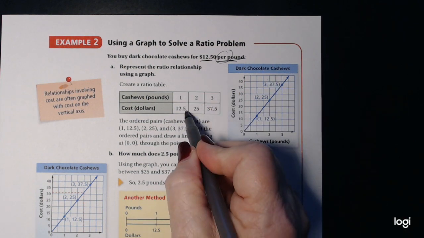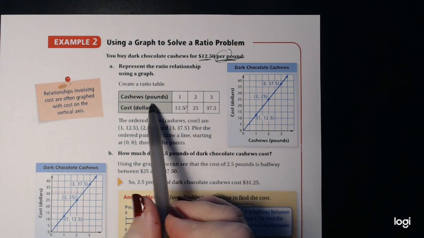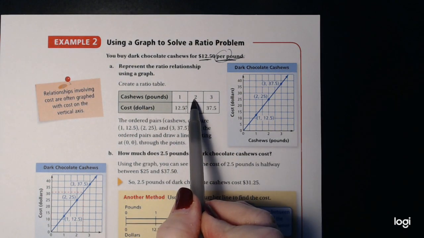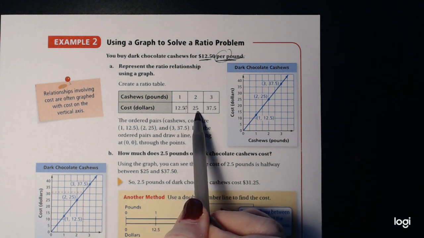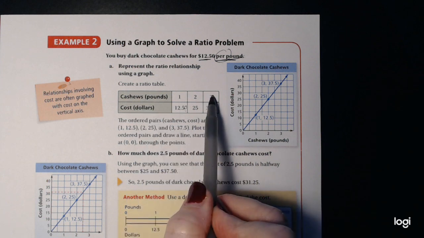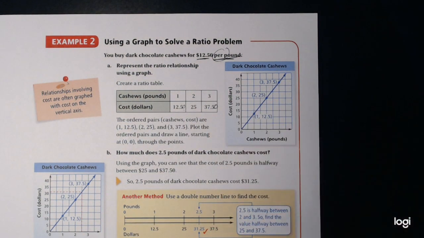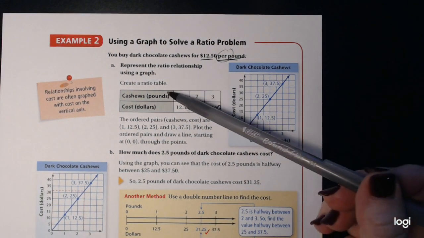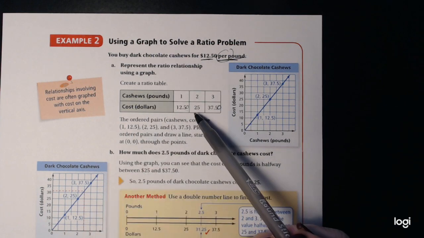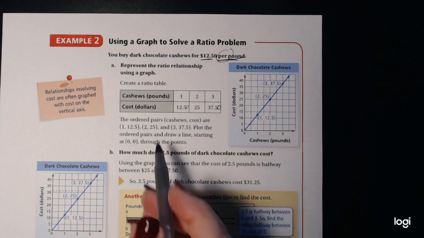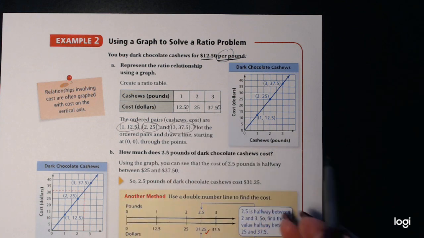Now, if you notice, they dropped the 0. They could have put the 0 here or left it off. Next, 2 pounds of cashews. Well, we take $12.50 and we double it to get $25. 3 pounds of cashews. Well, $12.50 times 3 would be $37.50. So we've made our ratio table just from this sentence. Then, of course, we remember we make our ordered pairs. And then we have to graph.